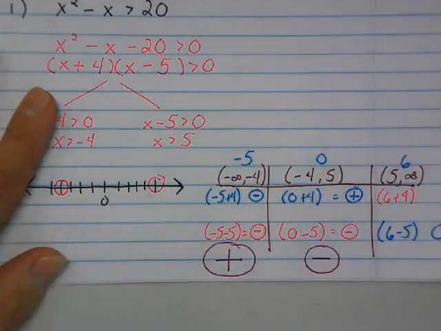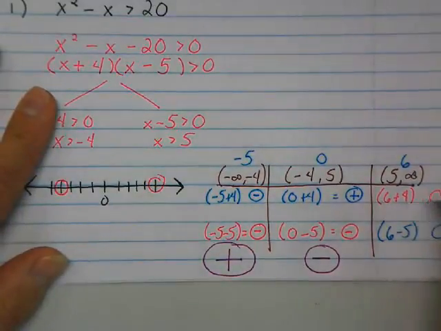So 6 plus 4 gives me a positive. 6 minus 5 gives me a positive. Now I multiply. A positive times a positive gives me a positive.